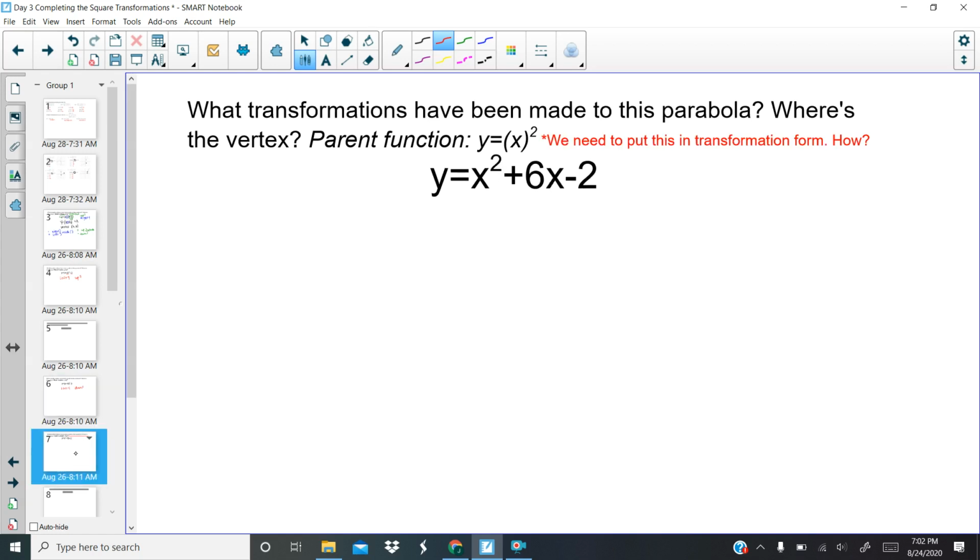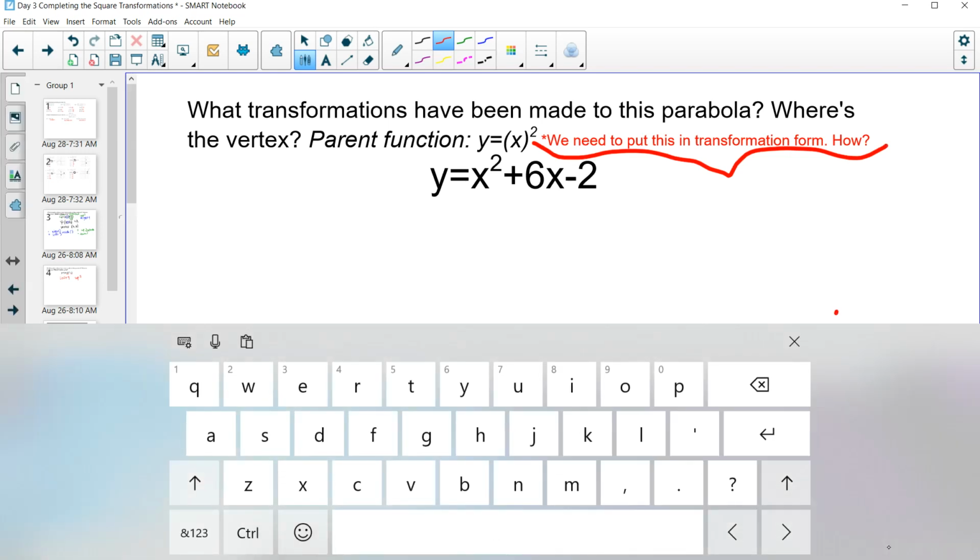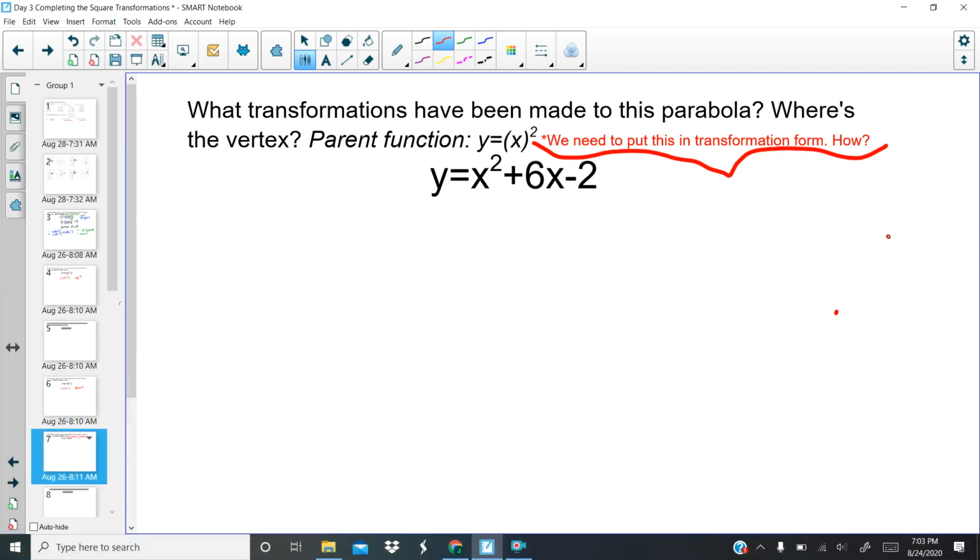But then you come across something like this. If we need to put this in transformation form to be able to see where the vertex has moved to, the way that you do that is by completing the square.